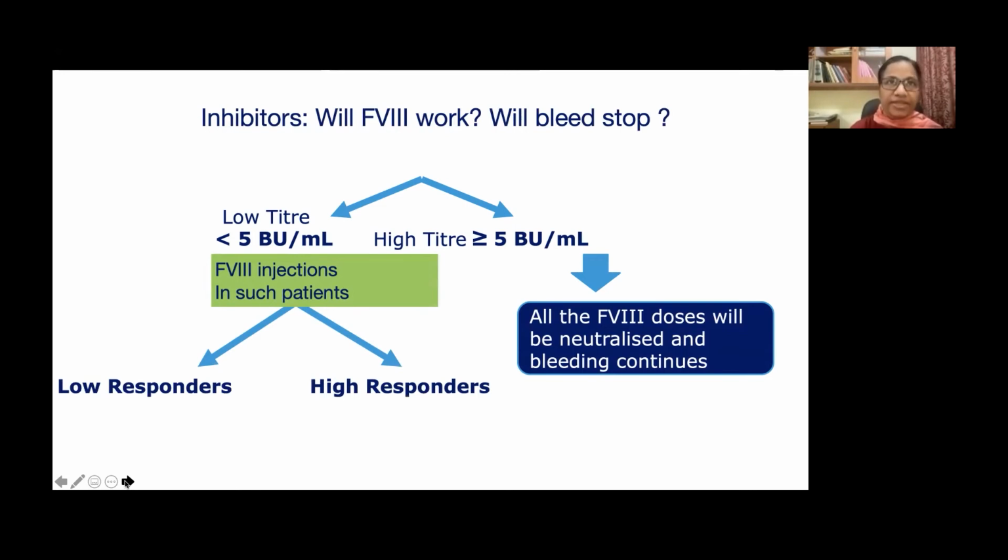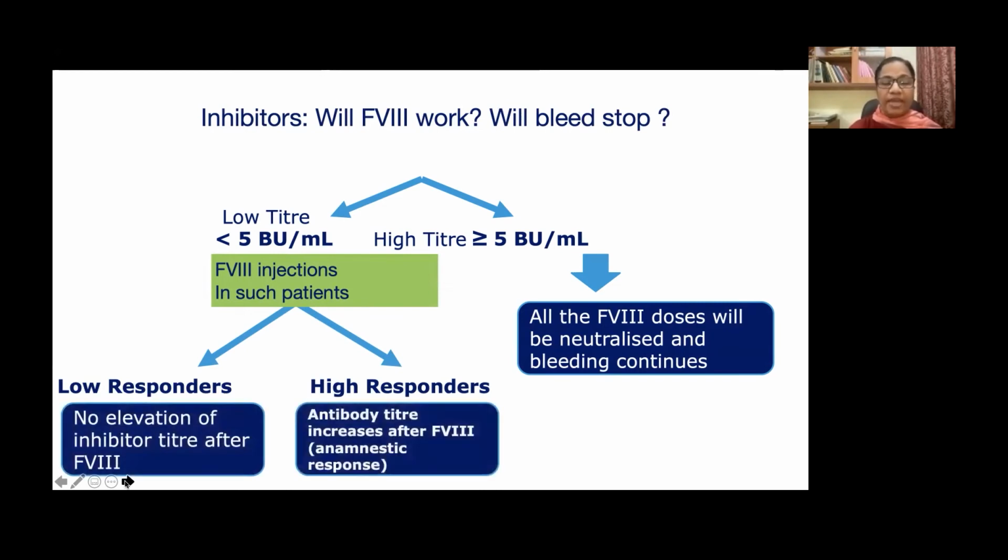Even with low titer, that is less than 5, inhibitor patients may show an anamnestic response. That is, the antibody titer will increase like anything, and the patient will have severe worsening of the condition in case of high responders. So it doesn't mean that low titer inhibitor patients will not bleed severely. If the inhibitors are high responders, there can be worsening of the condition even with low titer inhibitors.